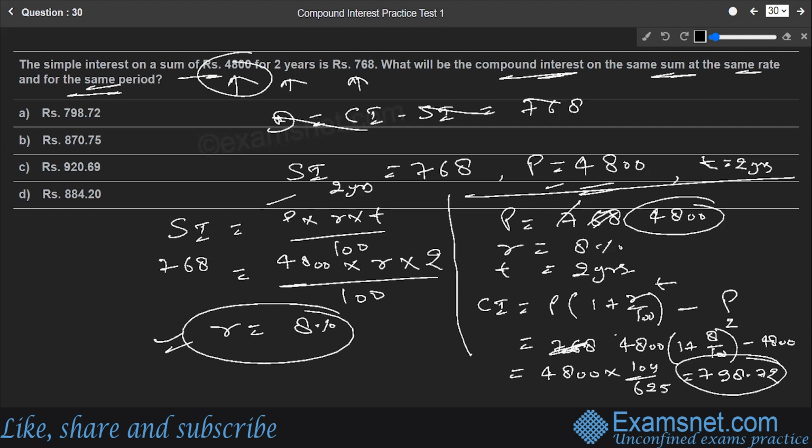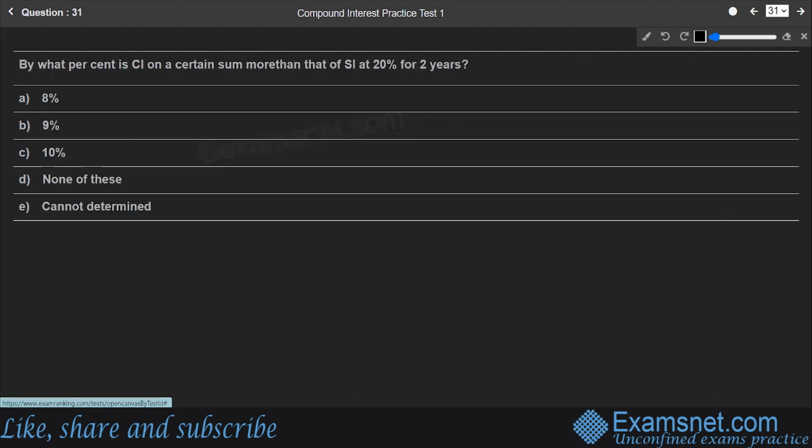798.72. So that is the actual compound interest on the 4800 rupees with 2 years and 8% as rate of interest, 798.72, and it is available in option number A and becomes the right answer for us. Now, by what percent is CI on a certain sum more than that of SI, at 20% for 2 years?